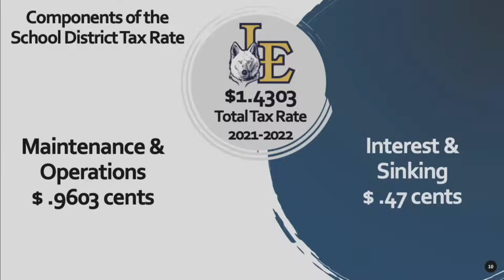As I mentioned earlier, there is a reduction recommended and calculated in the maintenance and operation tax rate down to 96.03 from $1.02. But if you remember nothing else from tonight, please remember that there are two pieces of the tax rate, two components of the tax rate, and it is really important that you understand the difference between those two. And so I'm going to spend a little bit of time on that. The total tax rate that we're recommending is $1.4303.